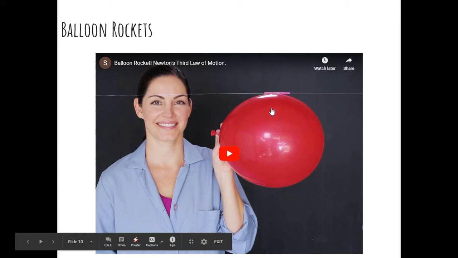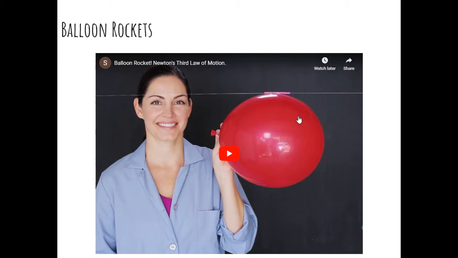Here's a simple thing you can do with a balloon. I'm not going to bother showing the whole thing. So you basically have a balloon that's blown up. It has elastic potential energy, and it's going to compress. So the elasticity of the balloon will cause it to shrink. When it shrinks really quickly, it pushes air out the back. Well, that air getting pushed out the back, that air is pushing forward on the balloon.